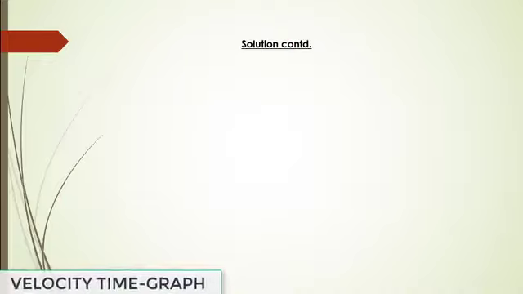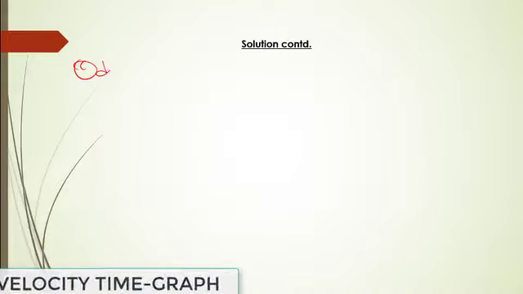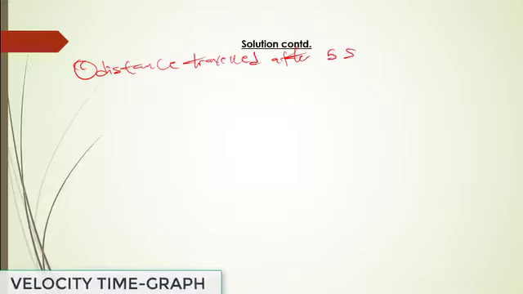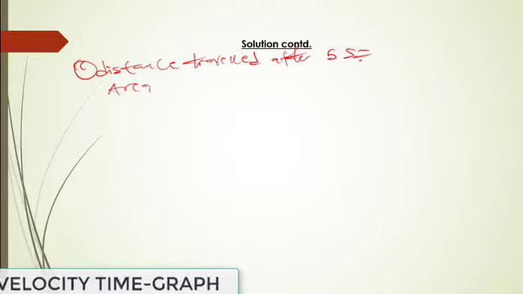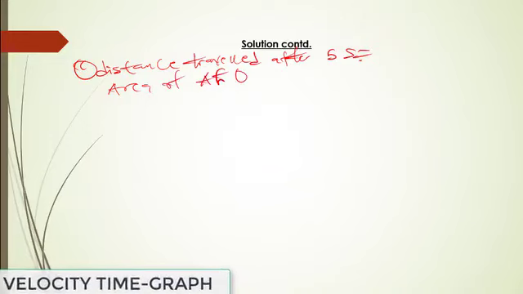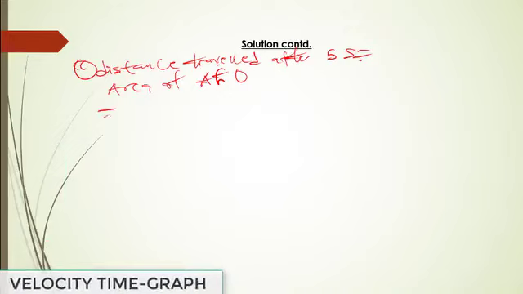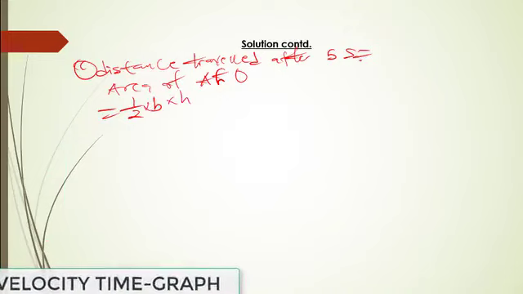At this point, let's continue the solution with C, which is the distance traveled by the body. So the distance traveled after 5 seconds, that's what they asked us to find. For us to find the distance traveled after 5 seconds, we're going to get it by finding the area in question, and that area in question is AEO. You know that the area of AEO forms a right angled triangle, and the area of a right angled triangle is given by half base times height.